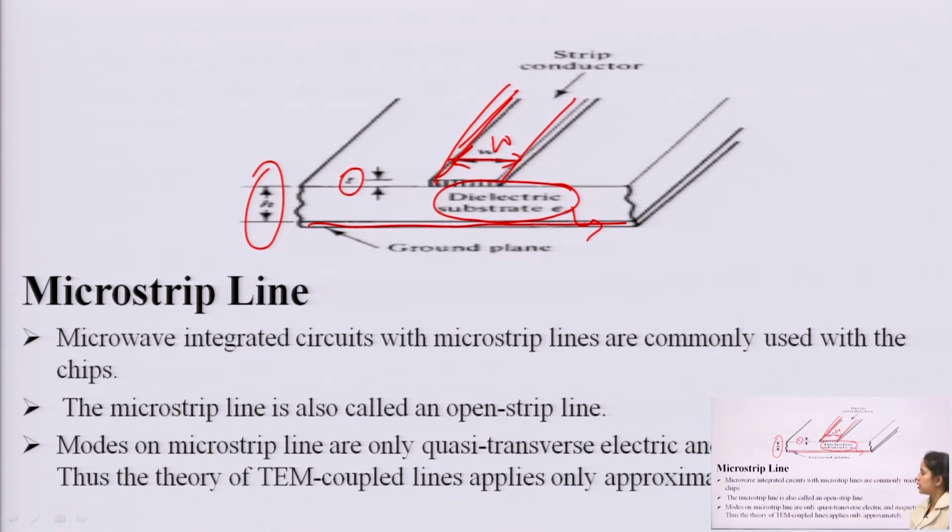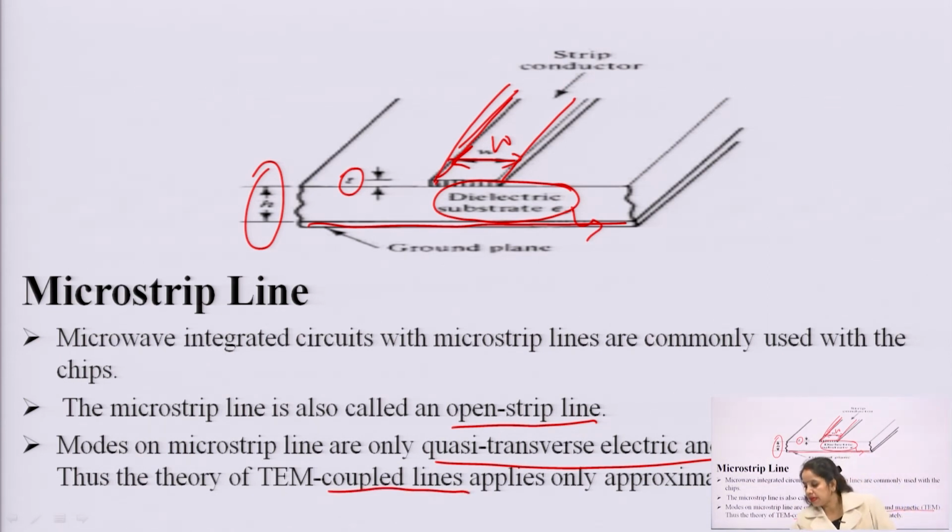Microwave integrated circuits with microstrip lines are commonly used with chips. The microstrip line is also called the open strip line. Modes on a microstrip line are only quasi-transverse electromagnetic, that is, quasi-TEM. Thus, the theory of TEM coupled lines applies only approximately, because here a quasi-TEM mode exists.